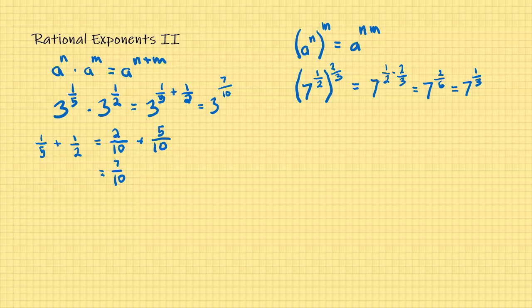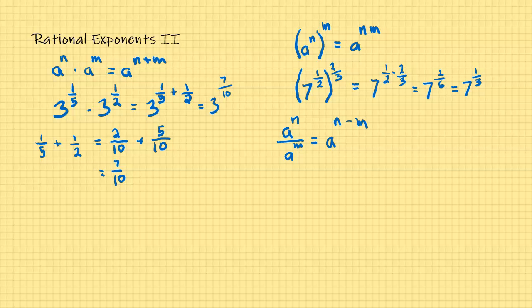There's one more law of exponents, and that's when you subtract the exponents. So let's write this out. A to the n power divided by a to the m power. This is a to the n minus m. So this is another law of exponents that you worked with before, only now we're using fractions.